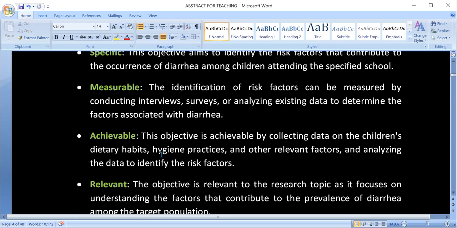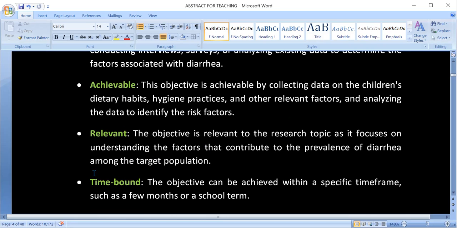Is it achievable? This objective is achievable by collecting data on the children's dietary habits, hygiene practices, and other relevant factors, and analyzing the data. We can identify the risk factors, like I explained above. So it is achievable. We can do all these things through a survey, which makes it measurable. Then, since we're able to do it, now it is achievable. Is this relevant?